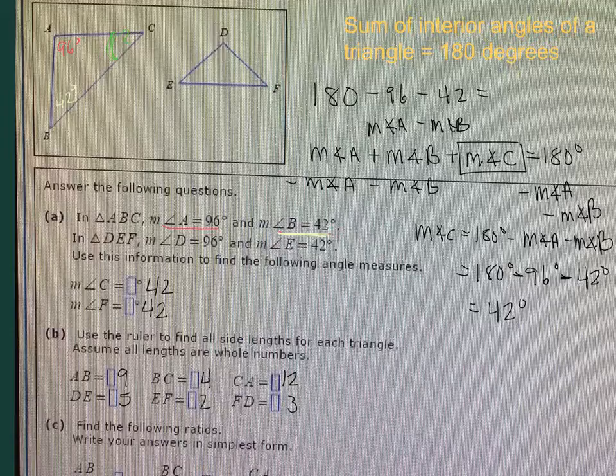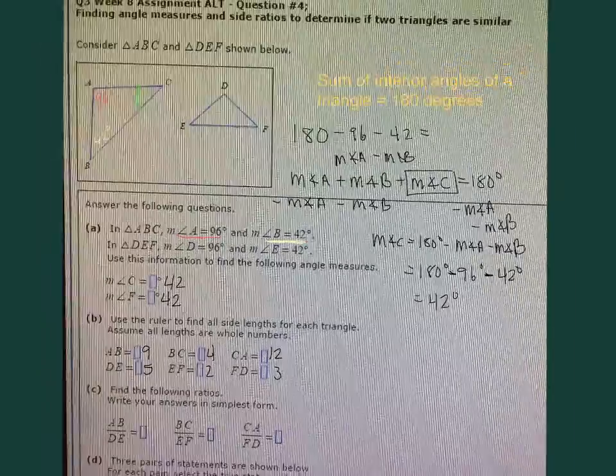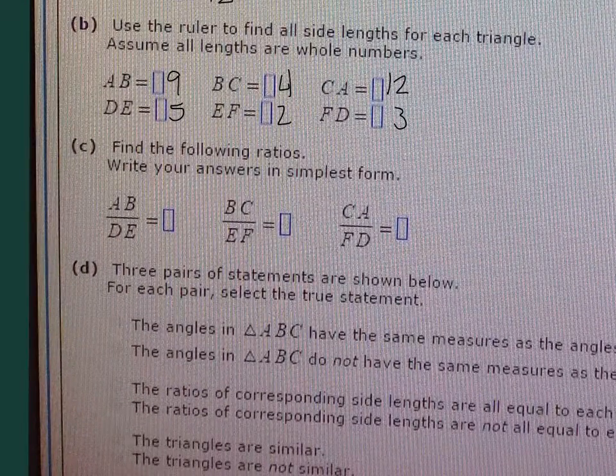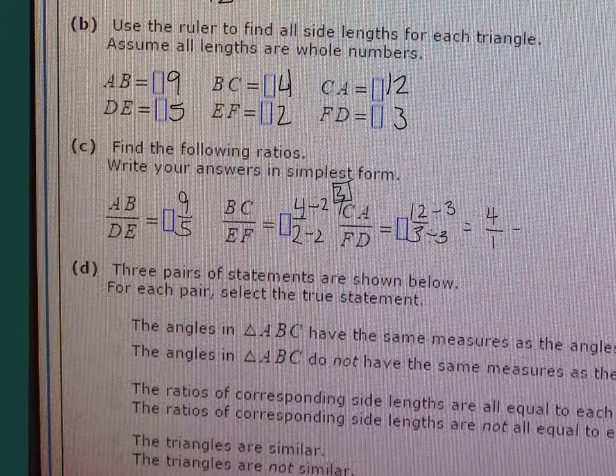So I'm going to zoom out here real fast, and we'll look into part C now. Part C asks what's AB over DE? Well, it's simply 9/5, and there's nothing I need to simplify there. BC over EF is 4 over 2. Both of those are divisible by 2, which means my final answer here is just 2 over 1, or simply 2. For CA, it's 12 over 3. Both of those are divisible by 3. 12 divided by 3 is 4, and 3 divided by 3 is 1, so my answer here is just 4.